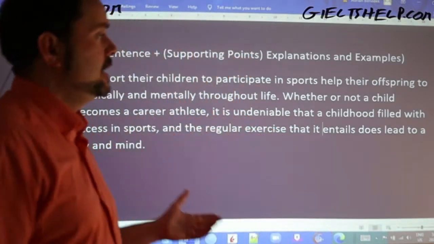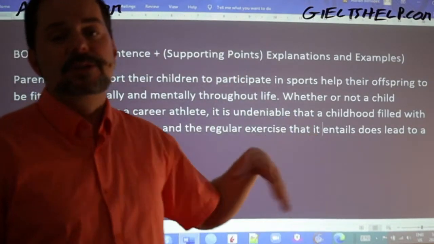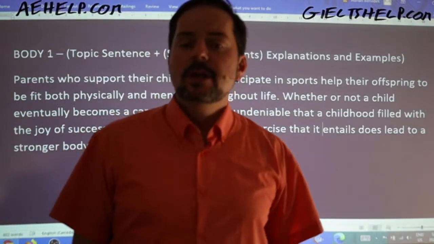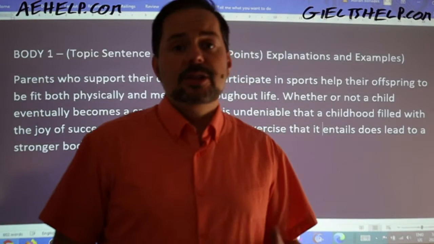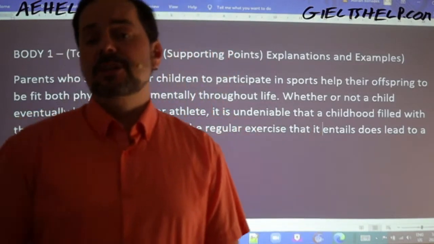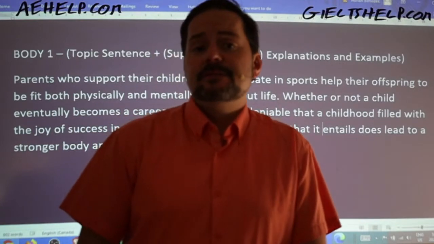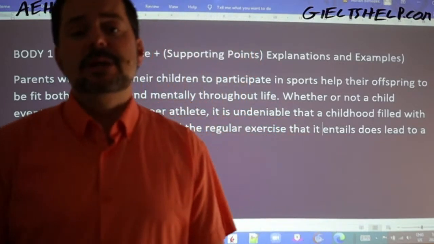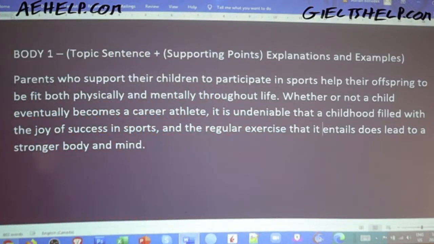So let's give an example for this, okay? So let's give an example of a child. Maybe it's your brother, a sister, a friend who played football. They played regularly. Maybe they didn't become a professional athlete, even though they wanted to be, but they are very fit and happy adults because of this. Okay? All right. So here we go.